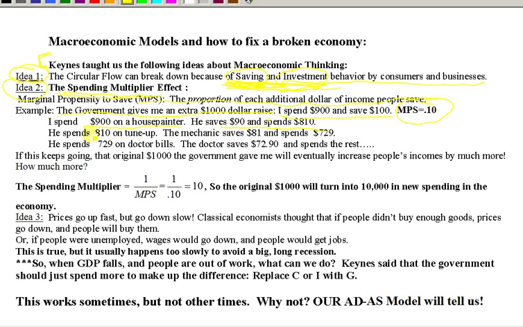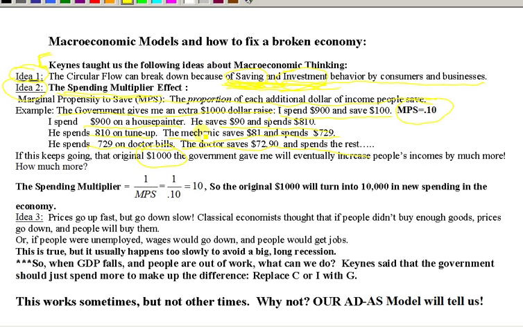Suppose he spends it on a tune-up for his car. The mechanic is going to save 10% and spend the rest. Suppose he spends it on a doctor bill. The doctor's going to save 10% and spend the rest. If this multiplying effect keeps going to its logical conclusion throughout the economy, then what effect is that original $1,000 going to have on the economy?